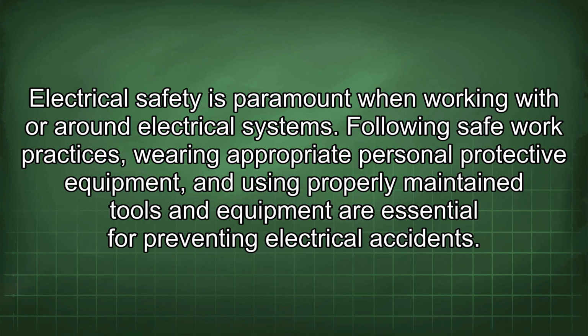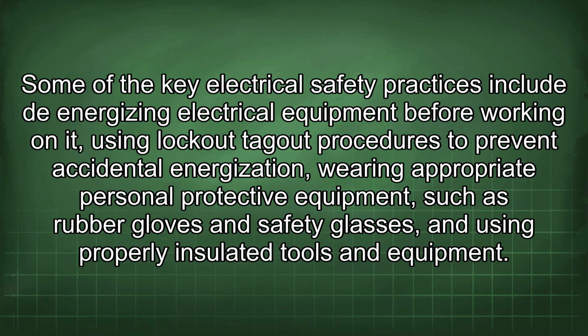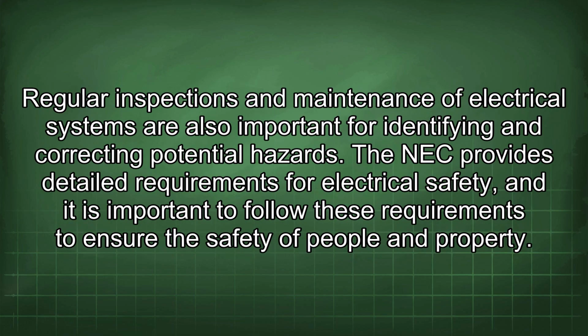Electrical safety is paramount when working with or around electrical systems. Following safe work practices, wearing appropriate personal protective equipment, and using properly maintained tools and equipment are essential for preventing electrical accidents. Some of the key electrical safety practices include de-energizing electrical equipment before working on it, using lockout-tagout procedures to prevent accidental energization, wearing appropriate personal protective equipment such as rubber gloves and safety glasses, and using properly insulated tools and equipment. Regular inspections and maintenance of electrical systems are also important for identifying and correcting potential hazards.